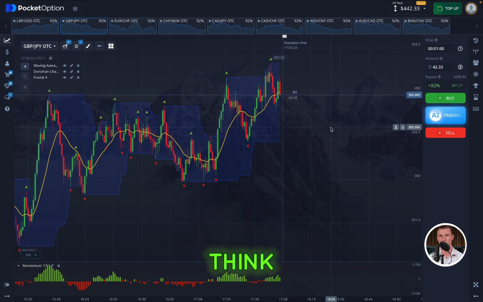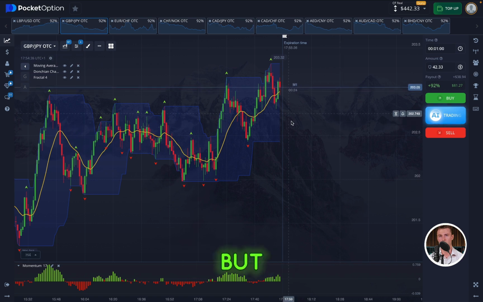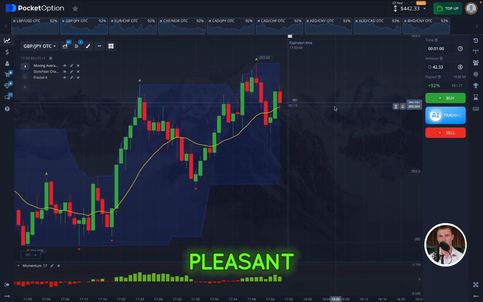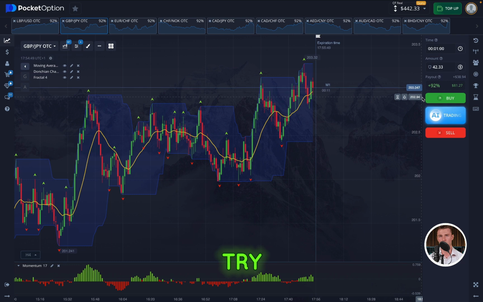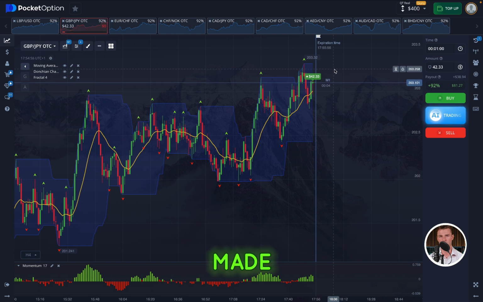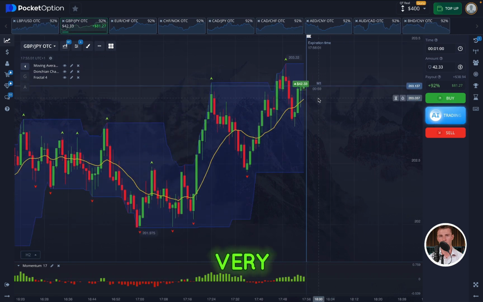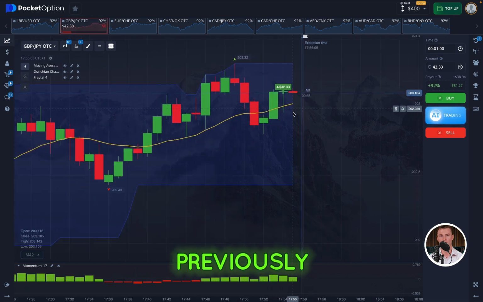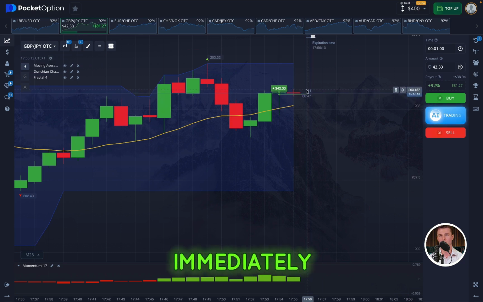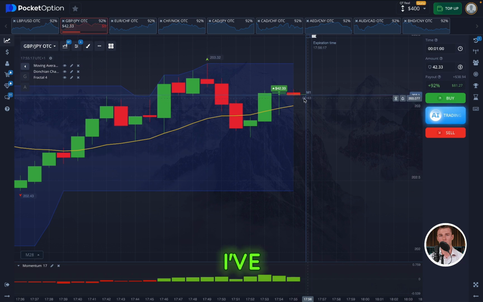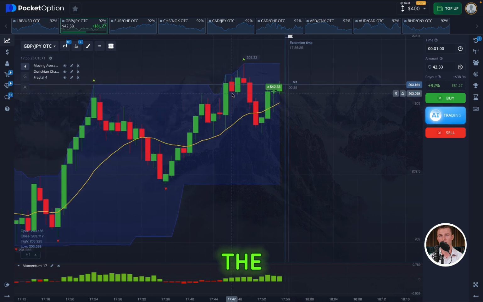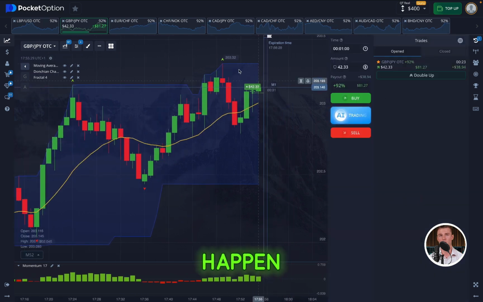I think it's also possible to open a position here, but of course, the candle has already shown a not very pleasant momentum. Although, why not? Let's try to open a deal to increase. But of course, I feel here that I made a mistake. I actually opened the deal at a very terrible level. That is, the candle had previously shown us a good downward momentum, and the entry point had to be selected immediately. But so far, I've been thinking and thinking. I opened the deal at such a not very good level, but I hope that the exit will happen. Let's look at the result.